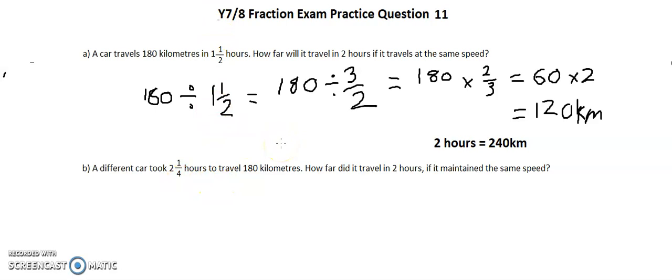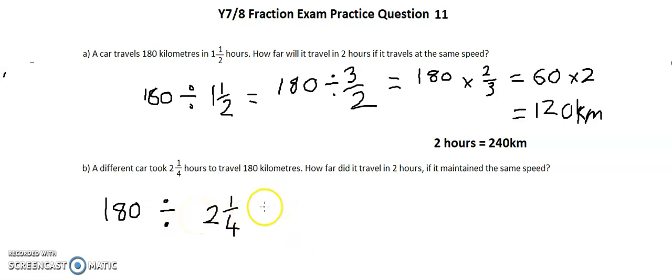How far did it travel in 2 hours if it maintained the same speed? Exactly the same. I'm thinking about it as 2.25 hours we traveled, and we traveled 180 kilometers in total. So I'm sharing this distance over that time to find per unit.